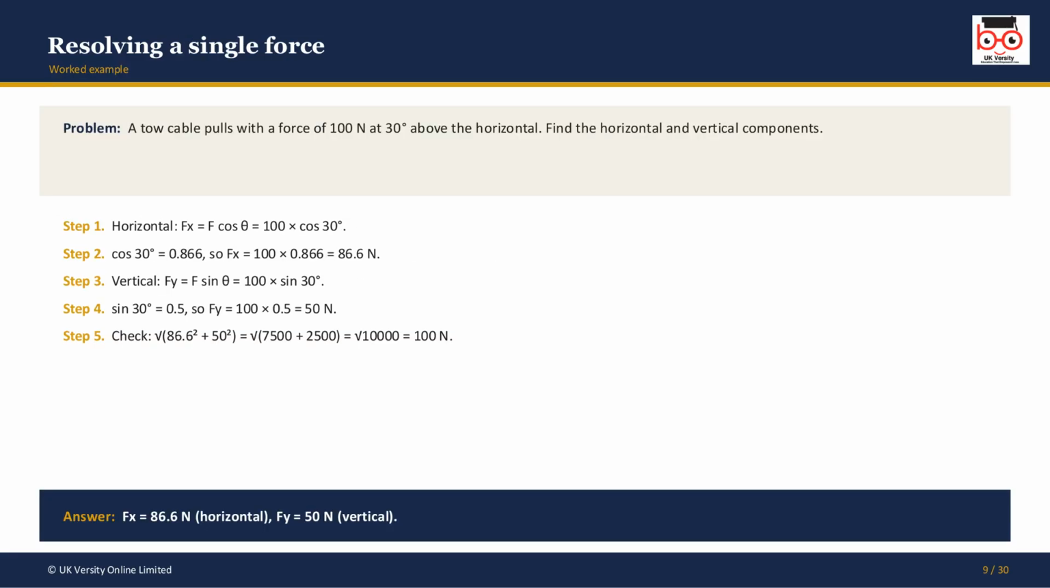Let's work one through. A tow cable pulls with a force of 100 newtons at 30 degrees above the horizontal, and we want its two components. The horizontal part is 100 times the cosine of 30 degrees. The cosine of 30 degrees is 0.866, so that's about 86.6 newtons. The vertical part is 100 times the sine of 30 degrees, and since the sine of 30 degrees is 0.5, that comes to 50 newtons. As a check, the square root of 86.6 squared plus 50 squared brings us right back to 100 newtons. So the cable pulls with 86.6 newtons horizontally and 50 newtons vertically.